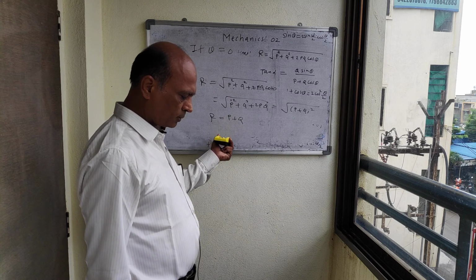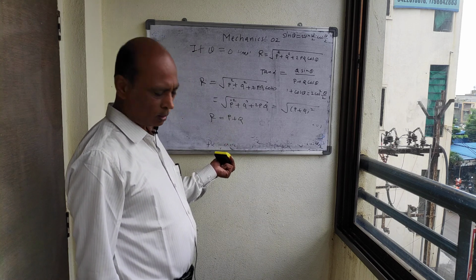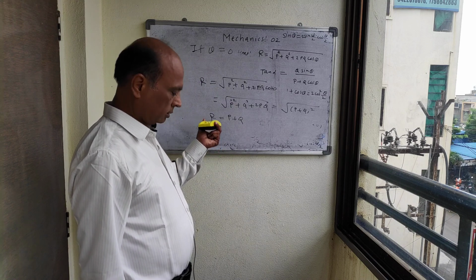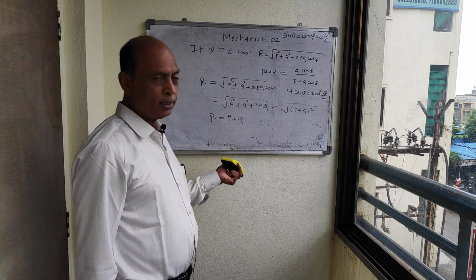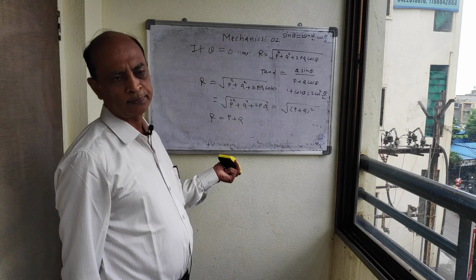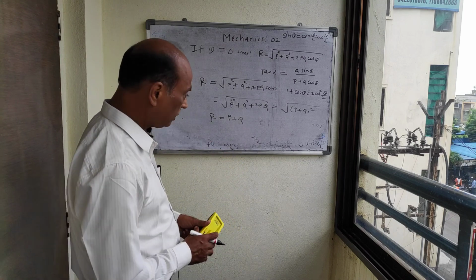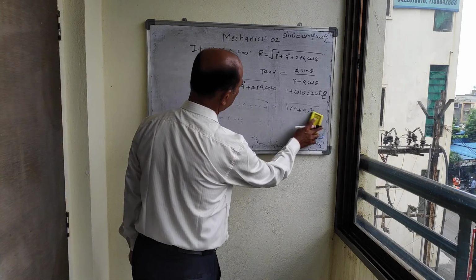R is equal to p plus q, and theta is equal to 0 means, as all of you know, that the two forces act along the same straight line and in the same direction. So this r is equal to p plus q. So let us find the direction.